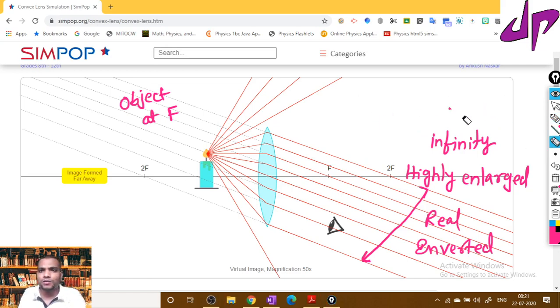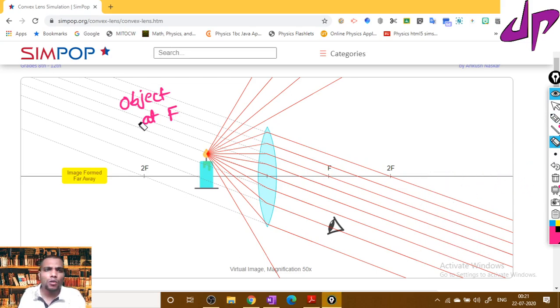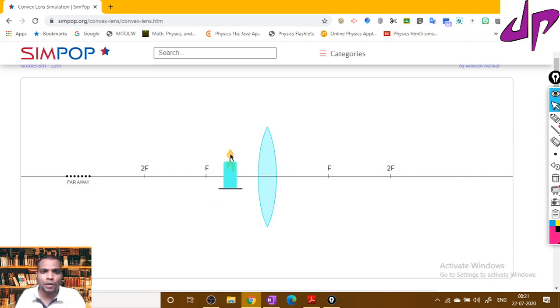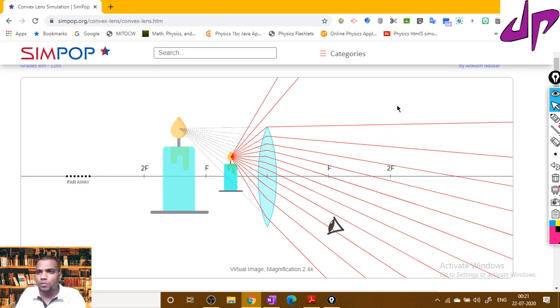Now let's discuss one more case. Let's bring the object close to the lens. It means if I keep the object between f and optical center, you can see the object position here. Now the object is between f and O. Here I can call this O. O stands for optical center.